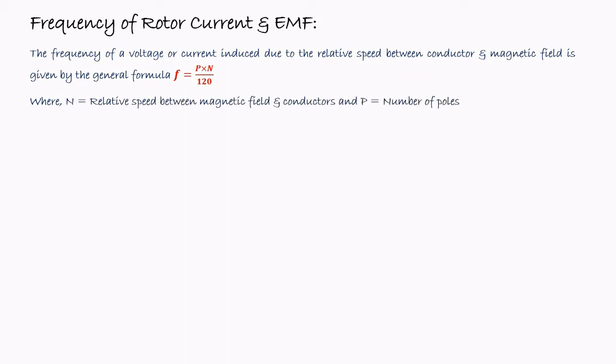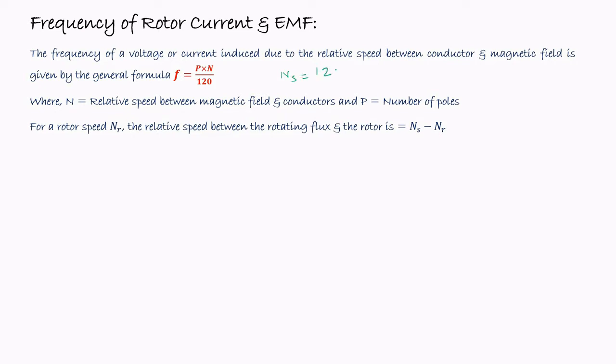Here N is the relative speed between the magnetic field and the conductor, and P is the number of poles. For a rotor speed Nr, the relative speed between the rotating magnetic field and the rotor is the slip speed, which is equal to Ns minus Nr, where Ns is the synchronous speed that we have already discussed. Ns is equal to 120 F / P, which is derived from the relation F = P N / 120.